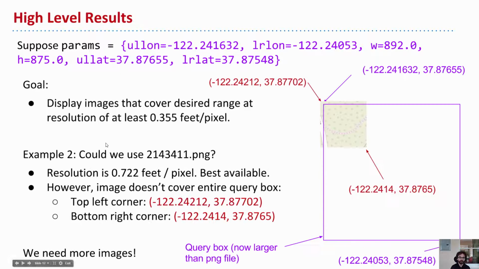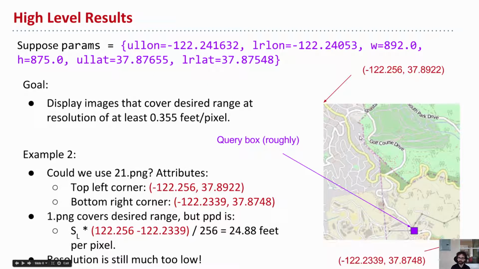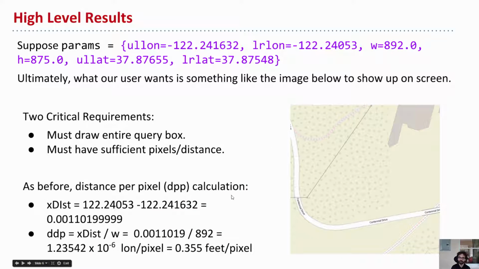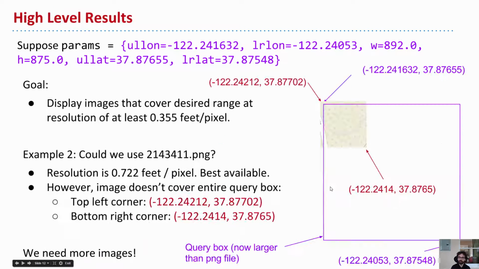Okay. So that said, let's consider this file, 2143411. It turns out that that image right there, 2143411, is the top left corner of what we're looking for. So let me go back and remind you what we're looking for. This image right here. This is what the user wants. They want this box. So 2143411 is that top left corner.